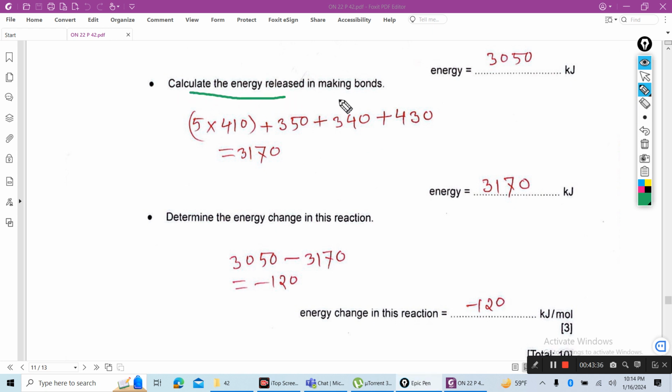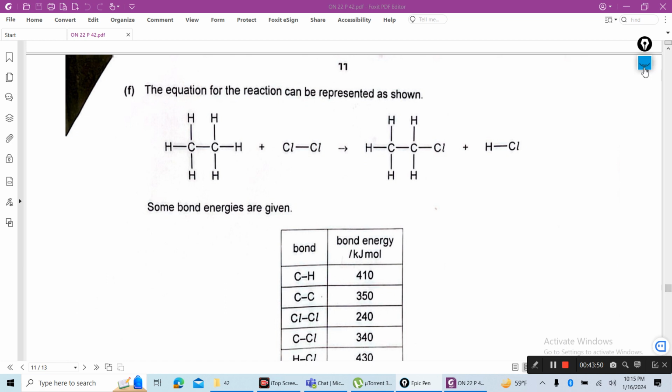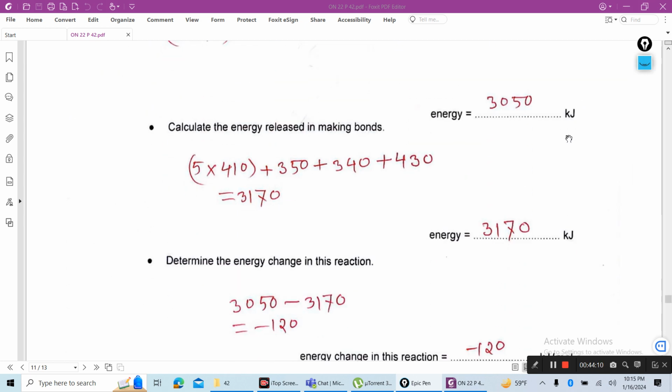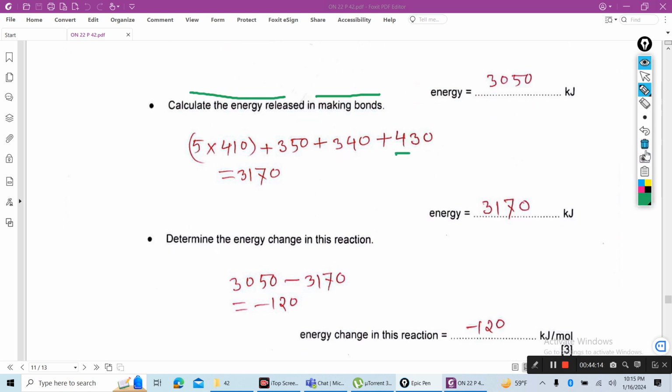Next, calculate the energy released in making bonds. When bonds form, energy is released. You will have two products. Here, 1 carbon-carbon bond, 1, 2, 3, 4, 5, 6 carbon-hydrogen bonds, 1 carbon-chlorine bond and 1 hydrogen-chlorine bond. You will add all these bond values. 5 into C-H bond 350, and if you add all, you will get a total of 31700 kilojoules.